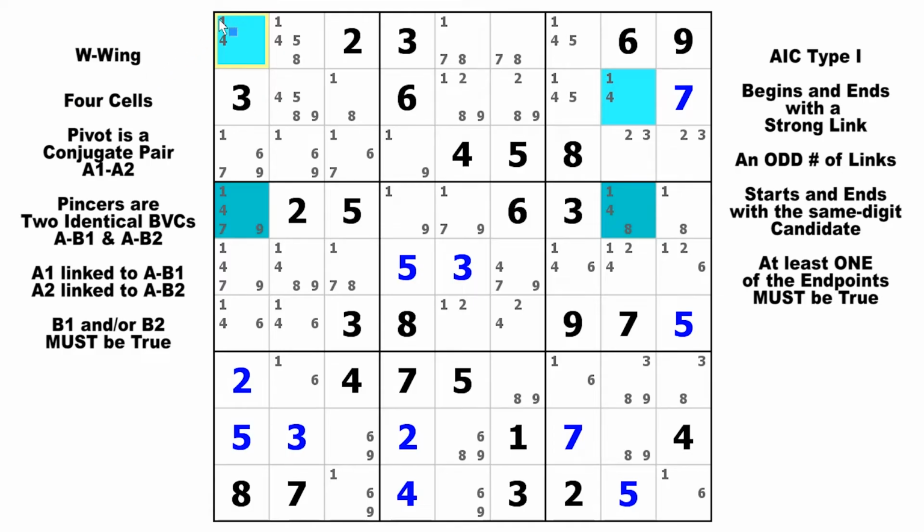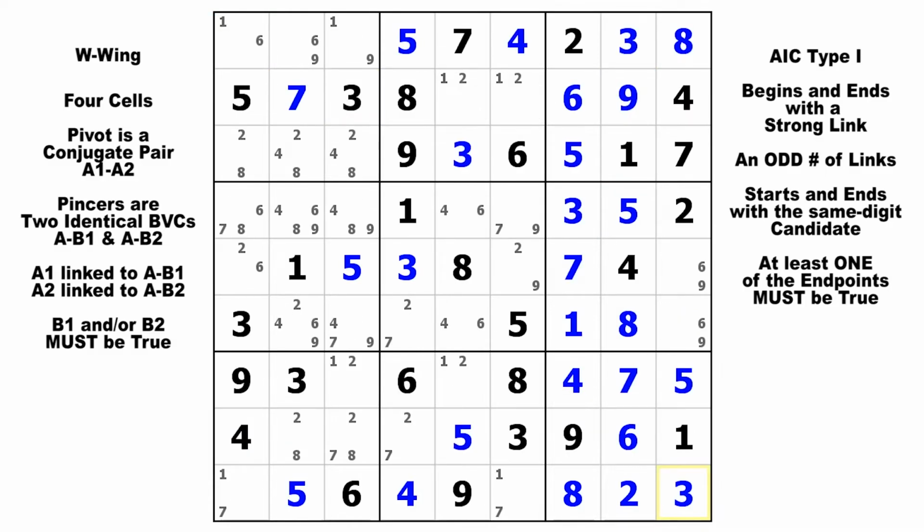Let's start on this one. We've got a strong link, and then a weak link, a strong link, a weak link, and a strong link. So because those two pincers are in the same chute, there can be up to 6 eliminations, but here there are only 2. There's one here and one there. Those are the only 2 1s that see both of those endpoints, and they can be eliminated as false. All right, let's go to the next one.